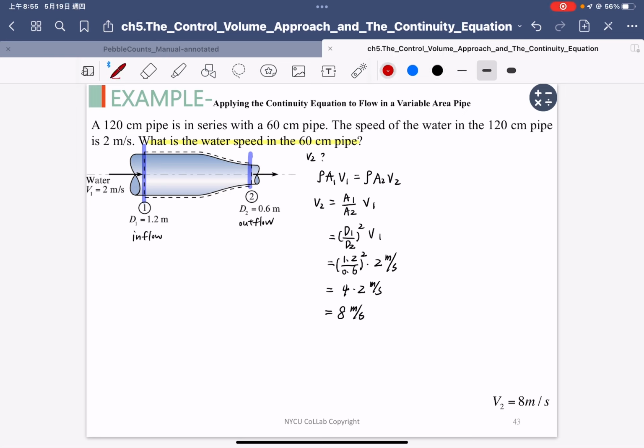Okay, so the question is quite simple. You just determine the flow velocity for the different cross-section areas, based on the continuity equation ideas.